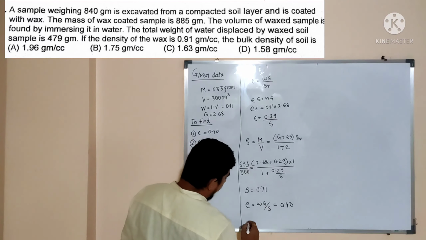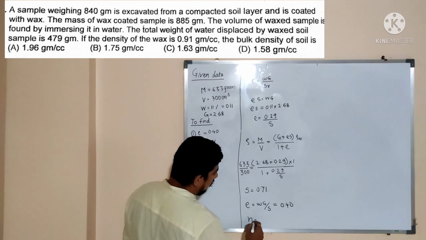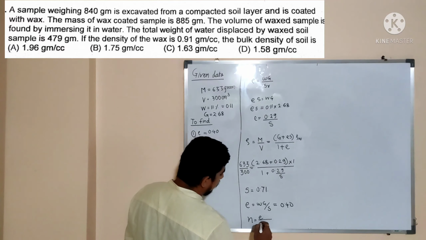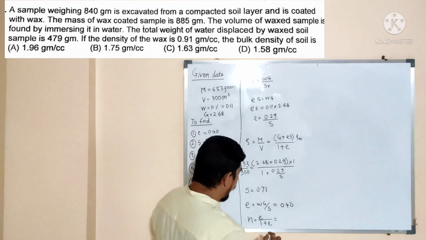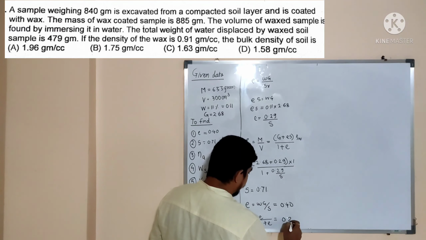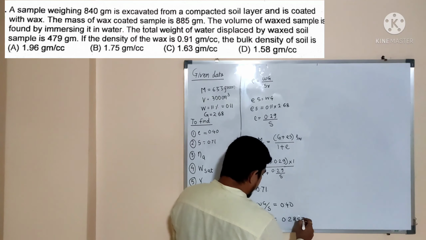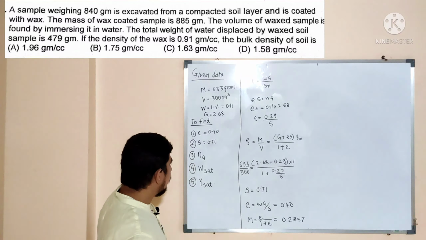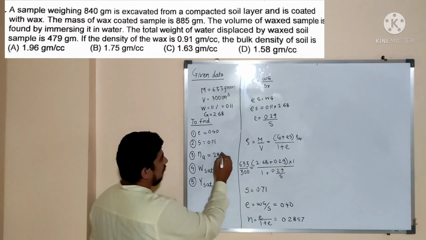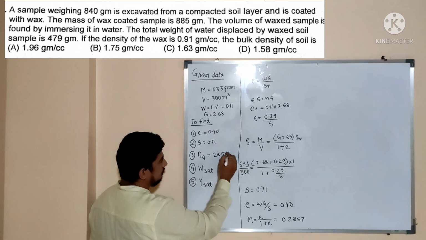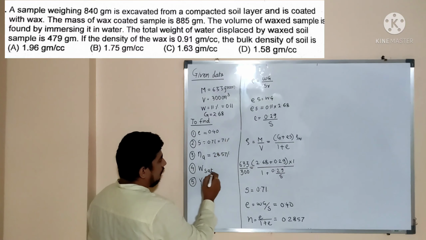Depending on e we can find out n. n is equal to e divided by 1 plus e, it is known to us. So we get 0.2857. So porosity is 28.57%, and degree of saturation is 71%.